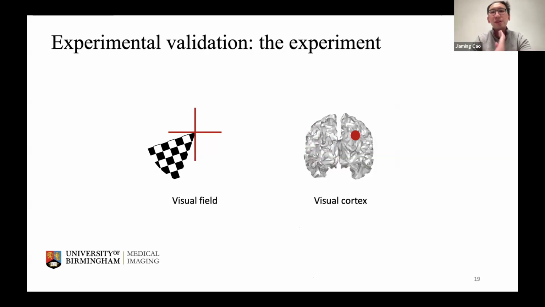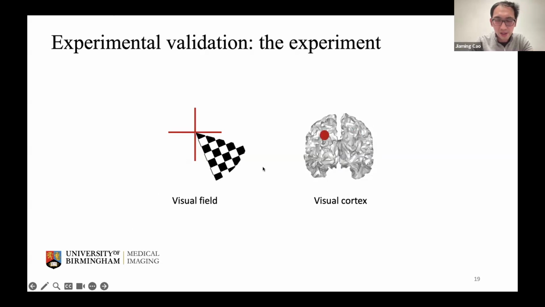Therefore, I used a simplified version of it, where instead of showing a full rotation, I'm only giving the subject two different locations of the checkerboard. One is on the bottom left, then you expect some activation on the top right of the visual cortex, and the second location is on the bottom right, in which case you will expect some activation on the top left of the visual cortex.